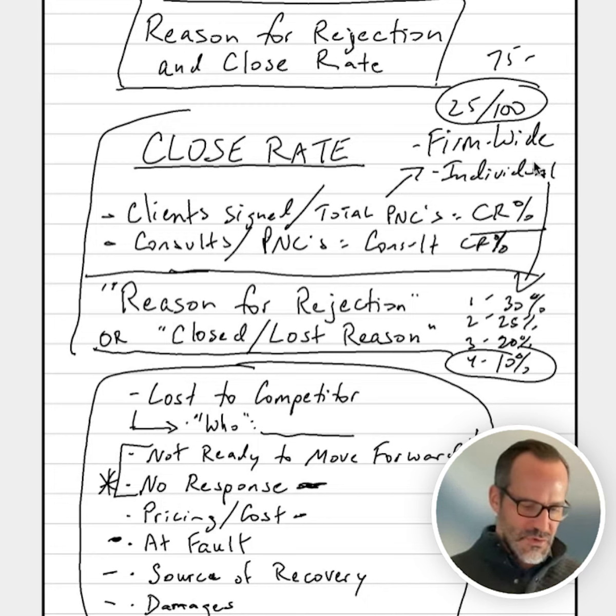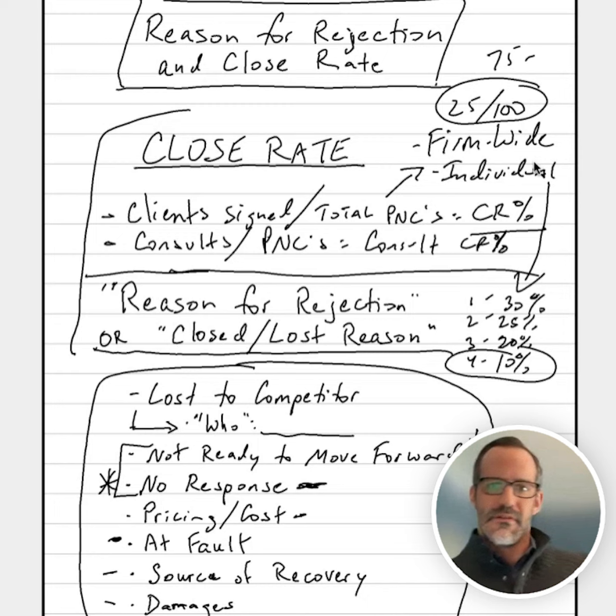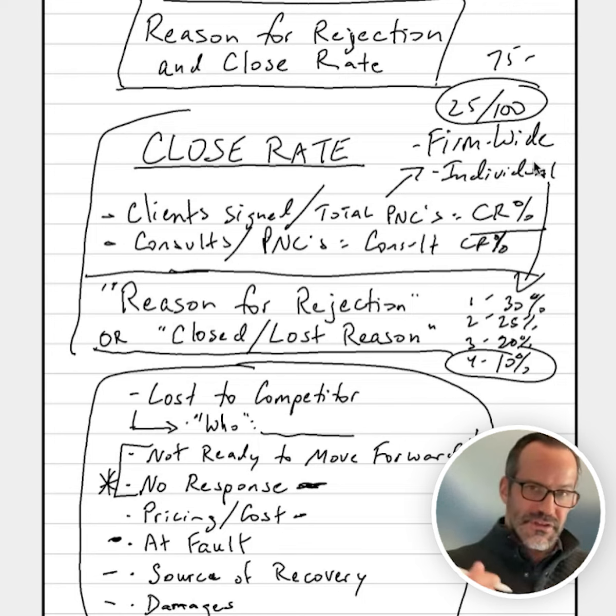Again, this isn't something that you can necessarily fix. If you're getting too many leads that have no source of recovery, not really in your control, but it's still good to know this is why you rejected it. It means your intake team's working well. It means your system is working well to reject those that won't work out.